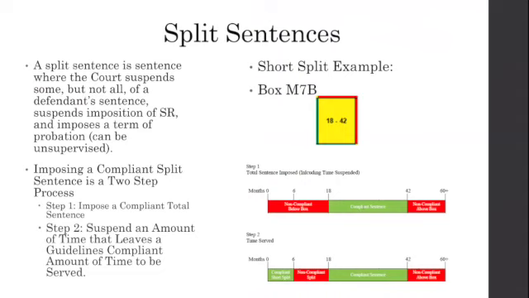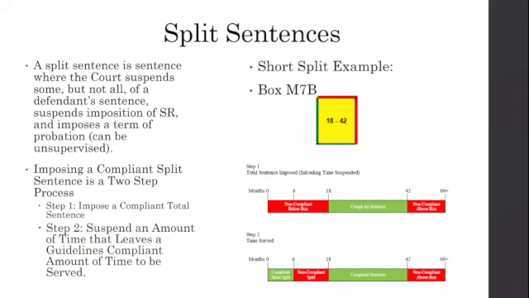All right. So split sentences, these are another area where we often can get questions. So let's first talk about short splits. Overall, any split sentence is a sentence where the court suspends some but not all of the defendant's sentence, suspends imposition of supervised release, and imposes a term of probation, which can be unsupervised. But in a compliant short split, the defendant is only serving up to 6 months, and the overall sentence must fall within the recommended box range. So let's take the example on your screen, which is box M7B, 18 to 42 months.